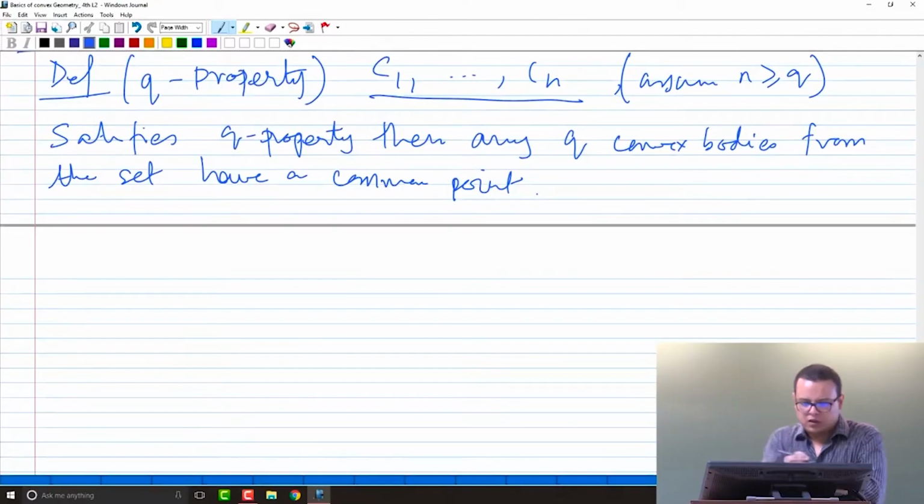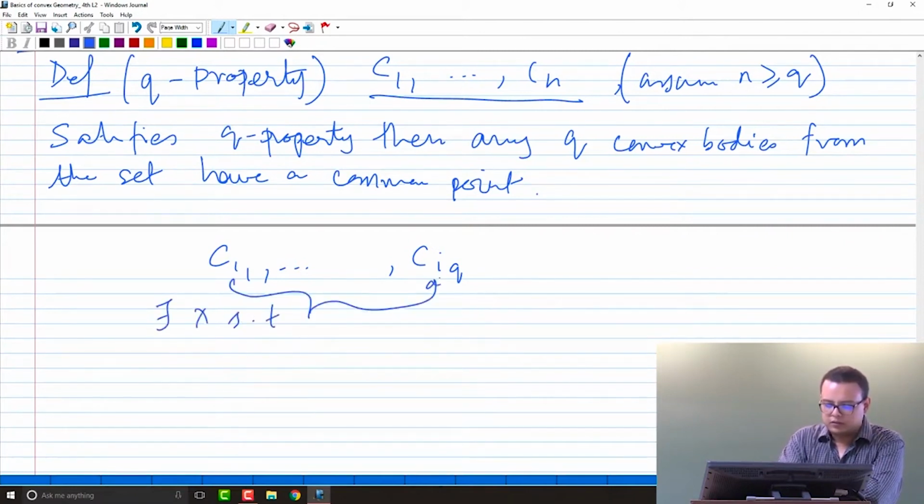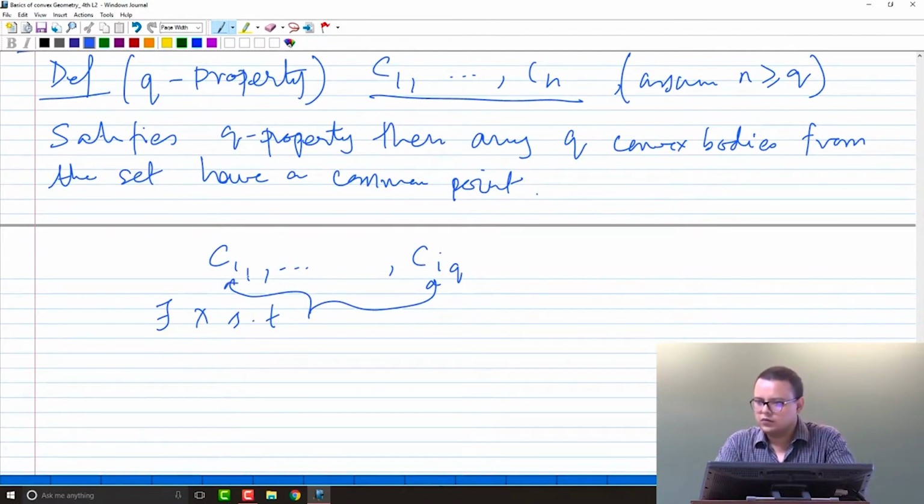See, I am not saying that one point will belong to all of these intersections. I am not saying that. So, what does this mean? Take any q convex bodies, there exists x such that it belongs to all of these. If you take another different q-tuple, you will also have another x prime that belongs to all of them. Right. So, this is what is defined as the q property. In R^d, it is the d plus 1 property that has to be satisfied.